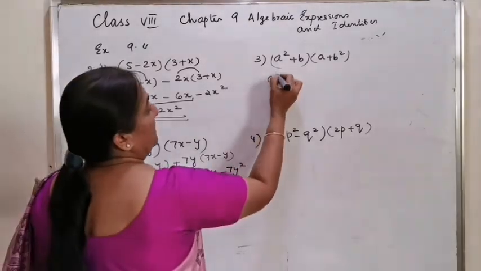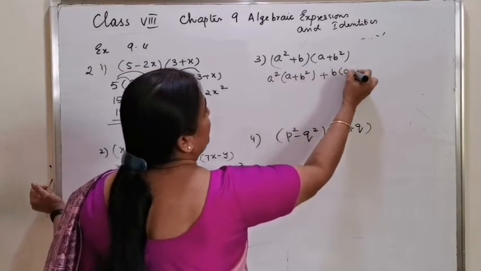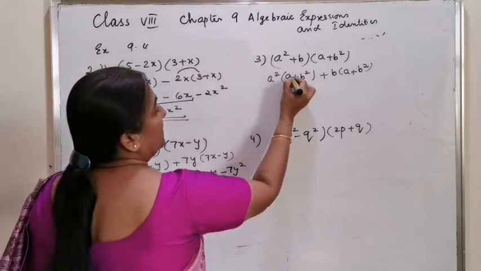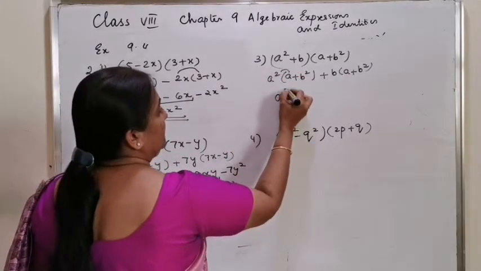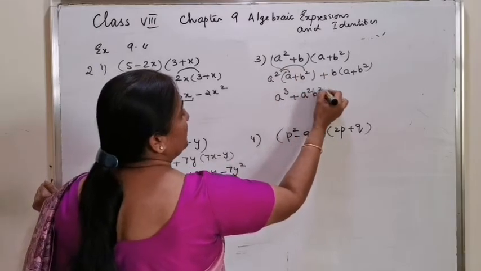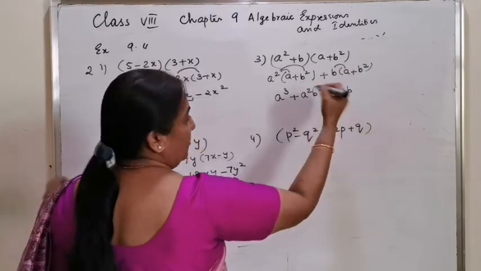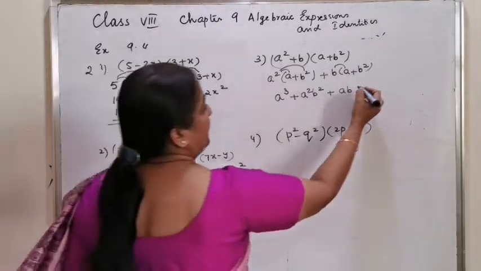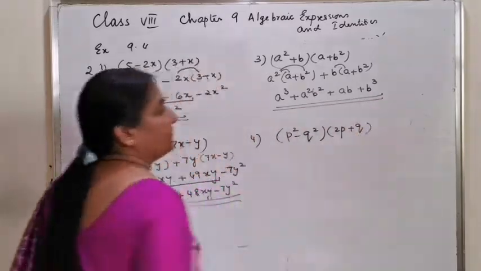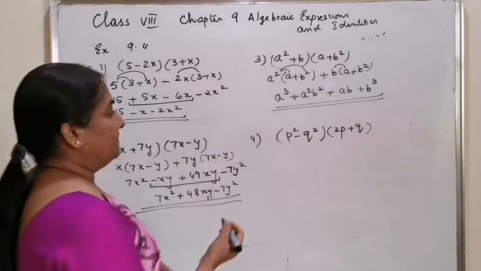A square into a plus b square plus b into a plus b square. A square into a is a cubed, plus a square into b square is a square b square, plus b into a is ab or ba, the same, plus b cubed. So they are all different terms. The answer is all those 4 terms.